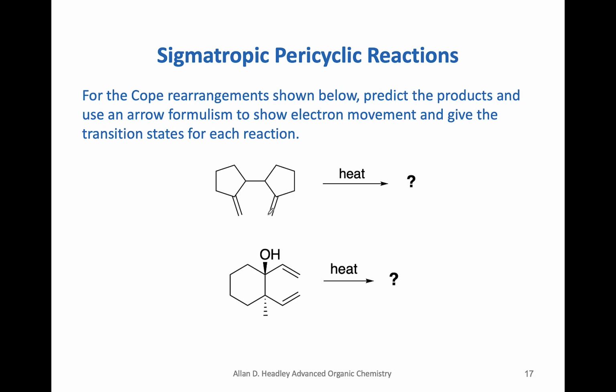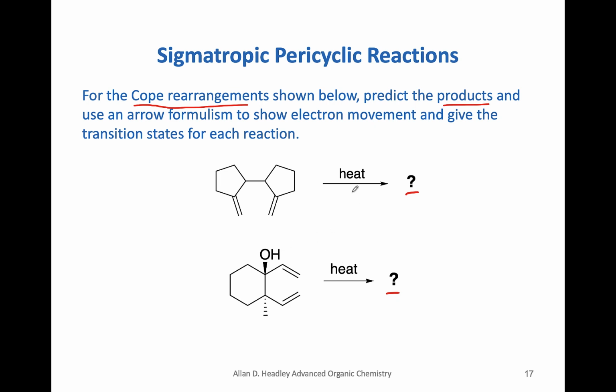So let us see if we can apply this knowledge here for the last few slides of this lecture. So the question is, for the Cope rearrangement shown below. I know this is a Cope rearrangement because even though this one has an oxygen atom, it's not part of the rearrangement. It's just a substituent on the carbons that will be rearranged. So the question is to predict the products. Predict the product for this reaction and predict the product for this reaction.